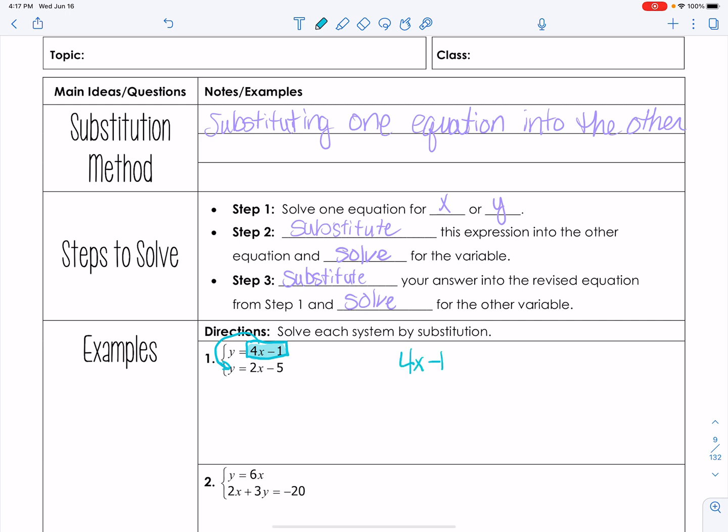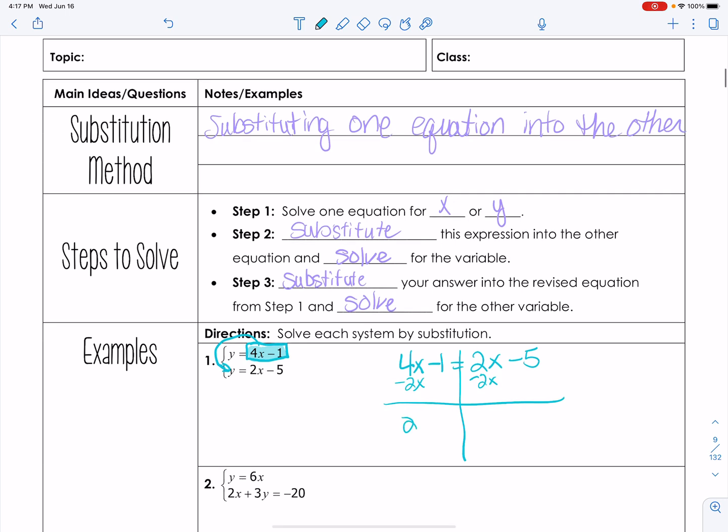So instead of saying y, I'm going to say 4x minus 1 equals 2x minus 5. We've just finished doing a ton of these problems, so I'm going to minus 2x from both sides, and I get 2x minus 1 equals a negative 5. I'm going to add 1, and I get 2x equals a negative 4. Divide by 2, and x equals a negative 2.